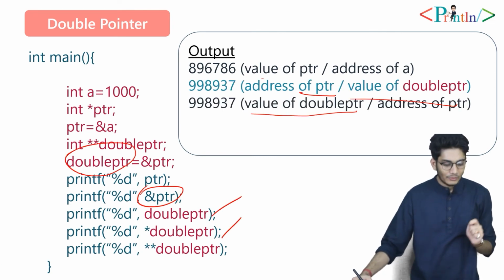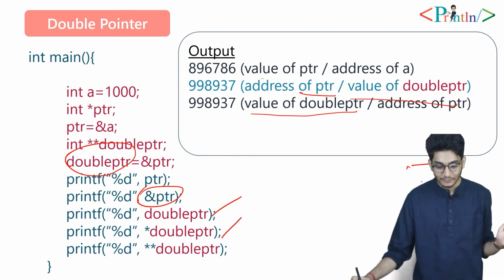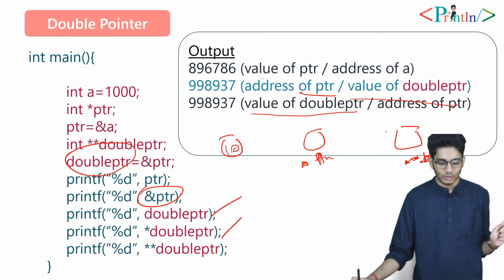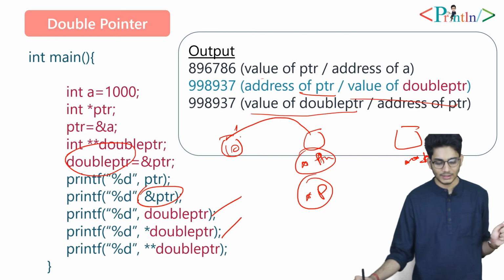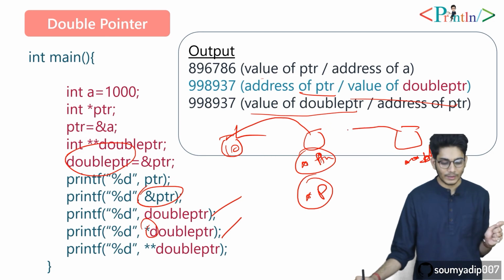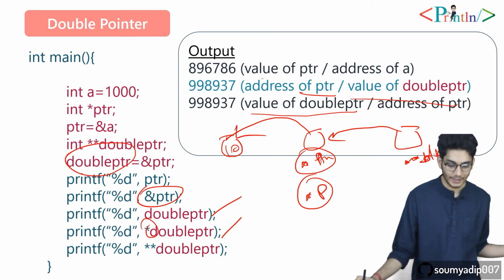So now we'll talk about what star double ptr is. What is the significance of star? I have said previously, let's say this is 10, this is star p or ptr, this is star star double ptr. Whenever, for this case, we print star p or star ptr, it will go one step back, right here. So when we use star double ptr, where will it go? It will go one step back, that is ptr. It will print the value of ptr, which is the address of A.